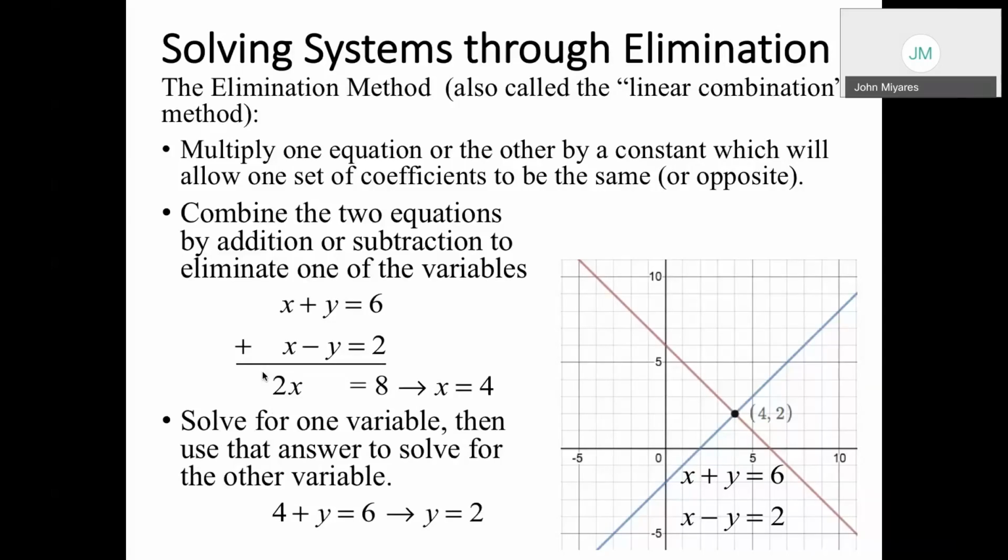So those are your three methods for solving a system of equations with two equations and two unknowns. You have a graphing method, the substitution method, and the elimination method.